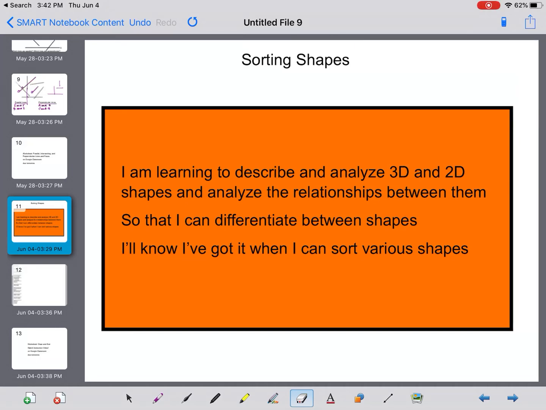Today's title is Sorting Shapes. Our learning intentions and success criteria are: I am learning to describe and analyze 3D and 2D shapes and analyze the relationships between them so that I can differentiate between shapes. I'll know I've got it when I can sort various shapes.